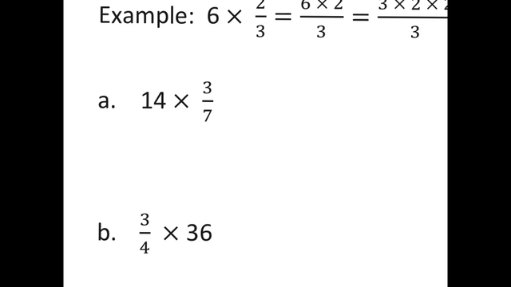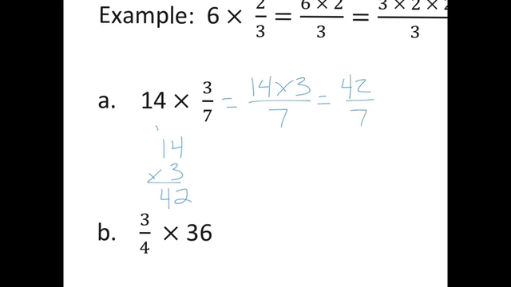14 times 3/7. That's like saying 3/7 plus 3/7 plus 3/7, 14 times. And so the 3 is going to be multiplied by the 14 up on top, and the 7 is not going to be multiplied by 14. So first we multiply and figure out, what is 14 times 3? I'm doing a little side math. That should give me 42, and that's going to be over 7.